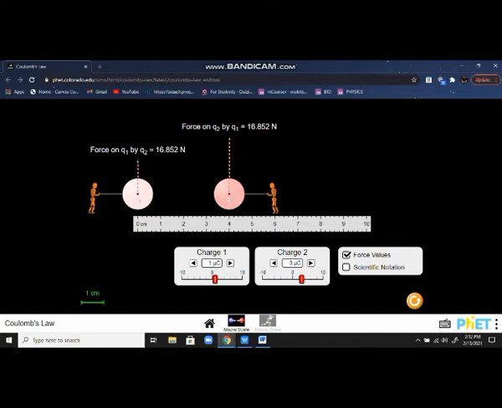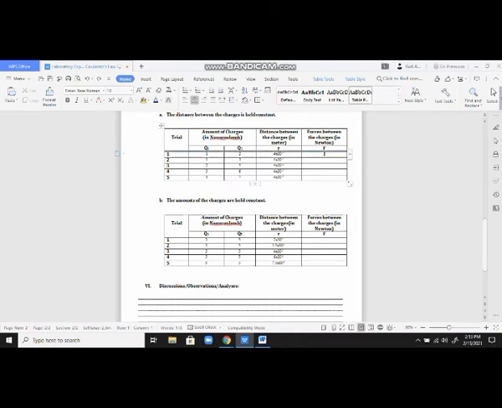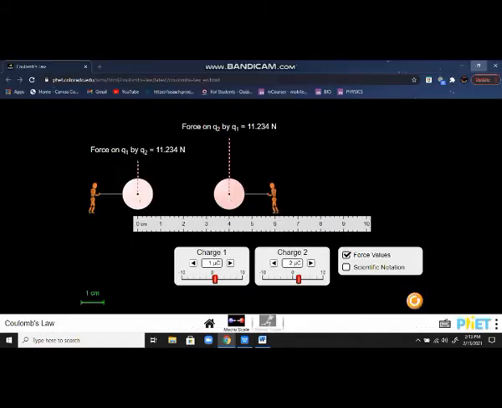Second thing that we do is we set a constant distance between the charges. The distance was used in all 5 trials in Table A. Third, we set the charges, and as we go through the trials, we are increasing the value of the charges, and we also recorded the force applied between those charges.